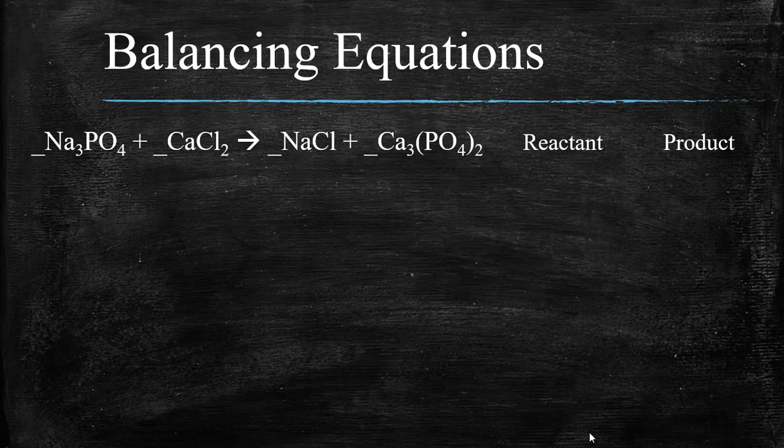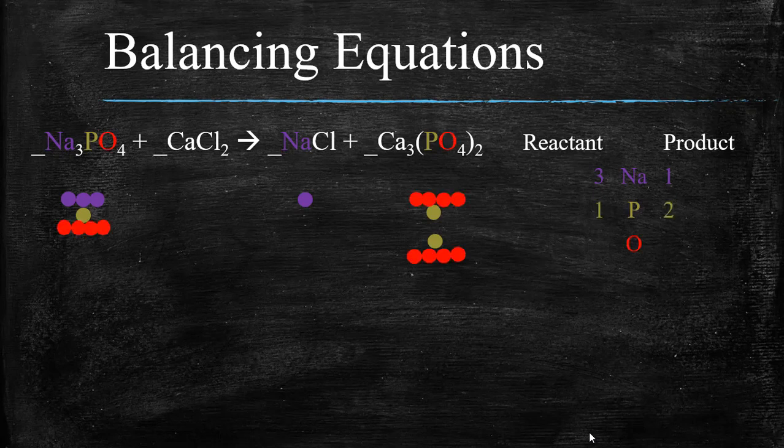Reactant, product, and now I'm just going to start counting atoms. Sodium will be in purple. We have 3 on the reactant side and 1 on the product side. For the phosphorus, we have 1 on the reactant side and 2 on the product side. For the oxygen, we have 4 on the reactant side, but 8 on the product side. Calcium, we have 1 on the reactant, 3 on the product side.